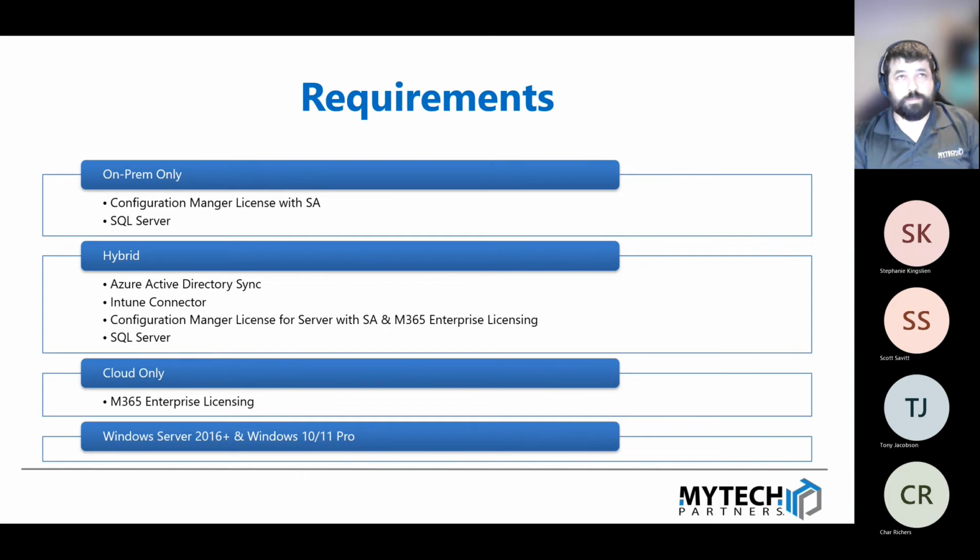So as we talk about that, there's a few different requirements. Each one of these pieces can be deployed on its own or in combination with each other. If you're going to look at the on-premise route only, which is Configuration Manager, without any integration to the 365 platform, that would just be the on-prem only option here. That would be Configuration Manager, which requires licensing with software assurance that allows for updates and things like that.